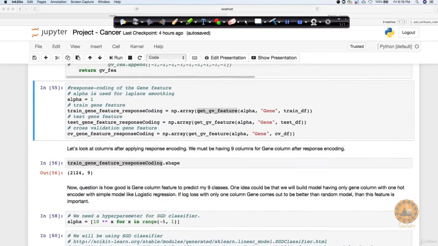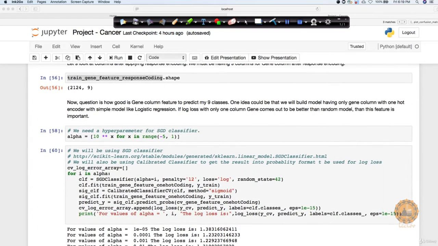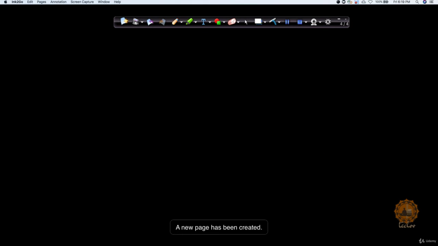So now we understood how to get the response encoding and the one hot encoder. Right now we have just converted the gene column with either a one hot encoder, which is going to create 227 columns, or with response encoding, which was creating 9 columns with respect to your probabilities. So once we have got that, the question is: how good is this gene column for my final output? Now, what is the way we can go and test that?